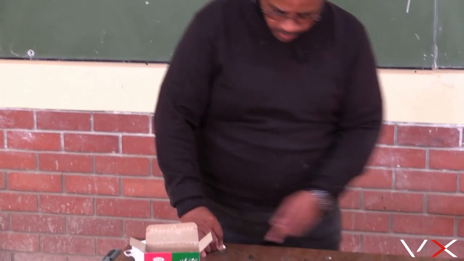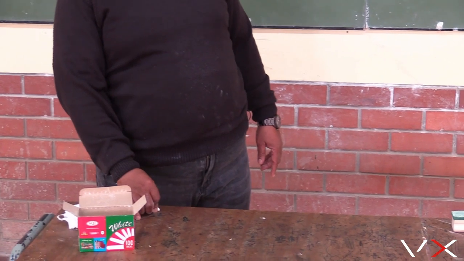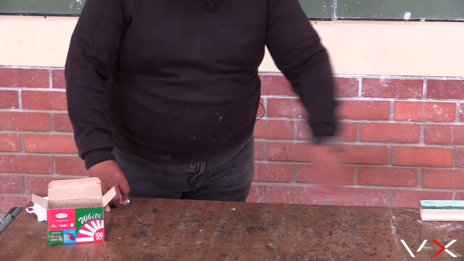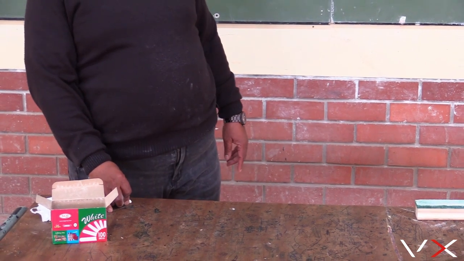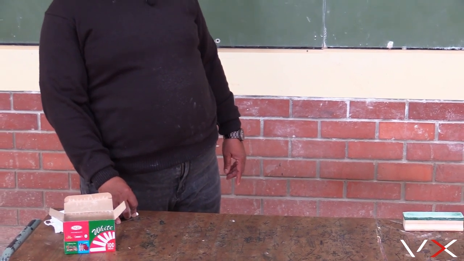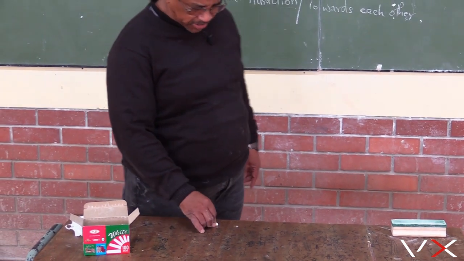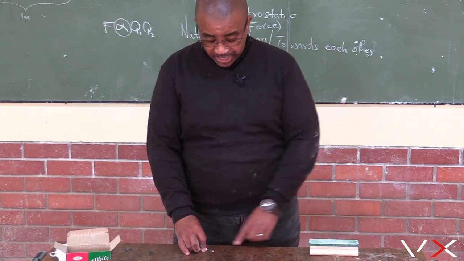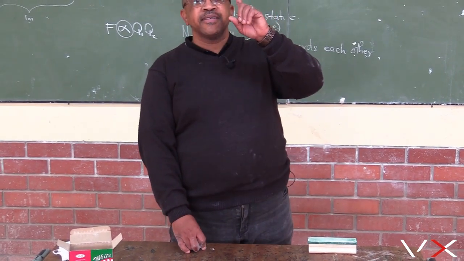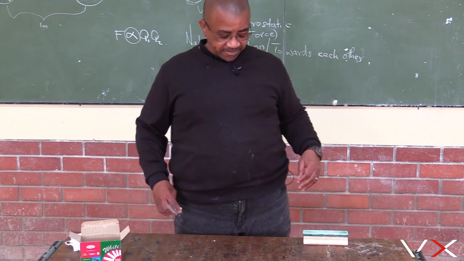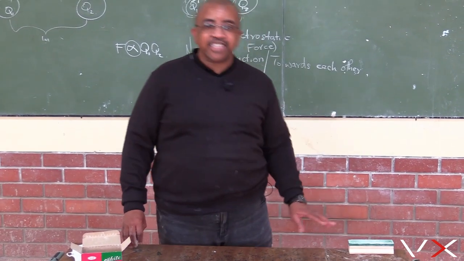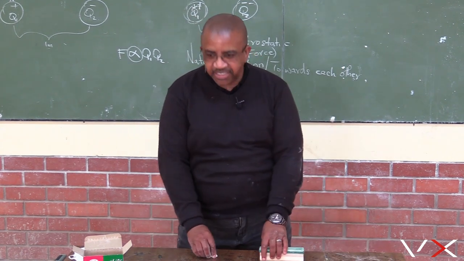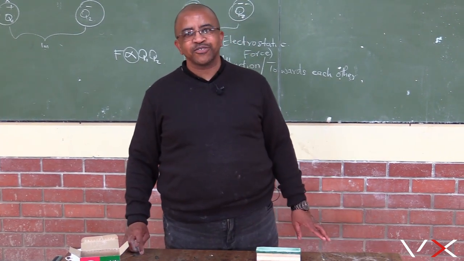The force between the magnets is a magnetic force. When the distance is large, the force between them is less. But when you reduce the distance, the force will be high. The greater the distance, the less the force. The less the distance, the greater the force.